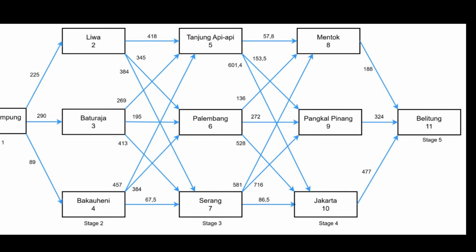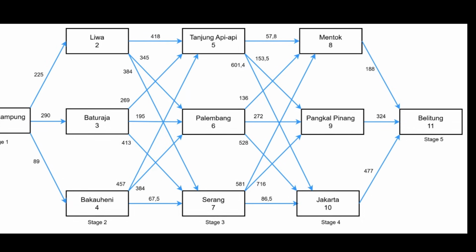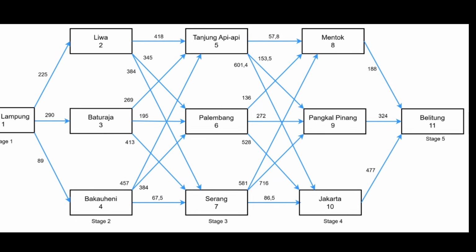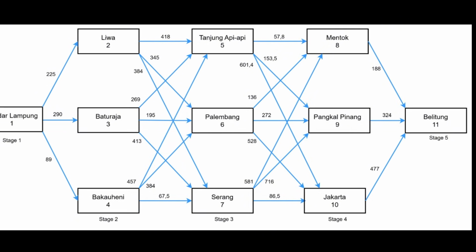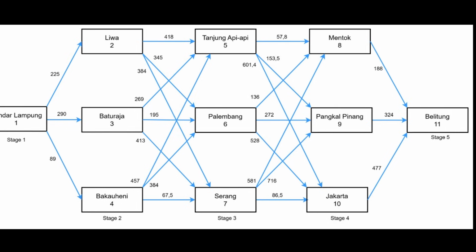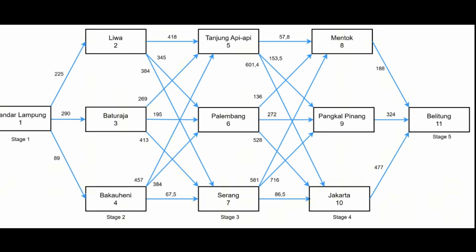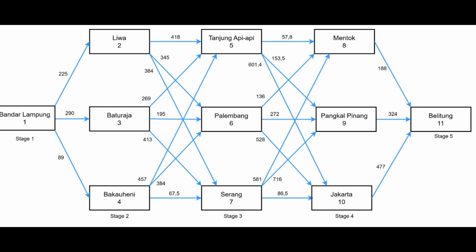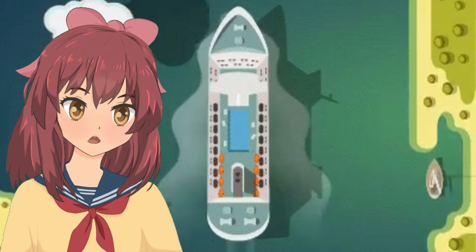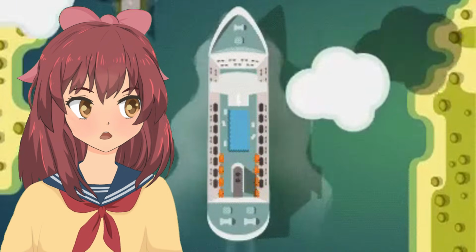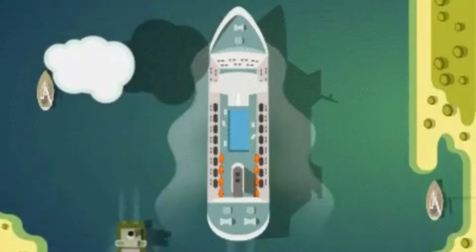So, this graph helps us understand how each decision at one stage affects the choices available in the next stage. Using these distance values, we can calculate the total distance for every possible route. With this multi-stage structure, we can apply dynamic programming to find the best route for Siva, making her journey to Belitung faster, more cost-effective, and more efficient. Pretty cool, right? Out of all these possible routes, we'll find out which one is the most optimal. Let's move on to the calculation part.